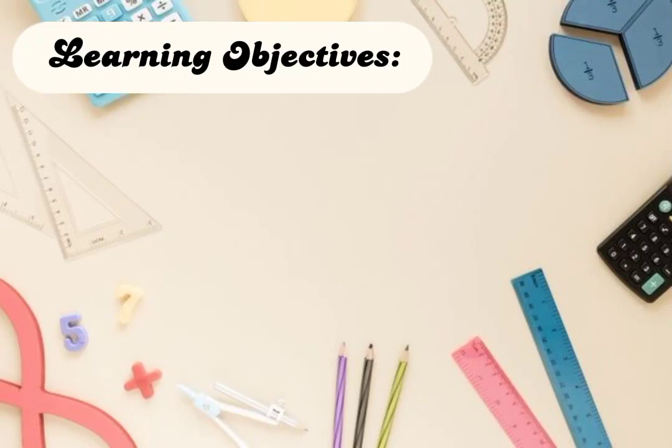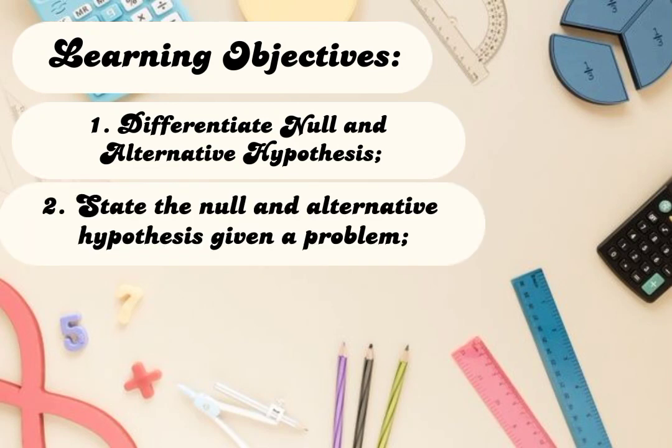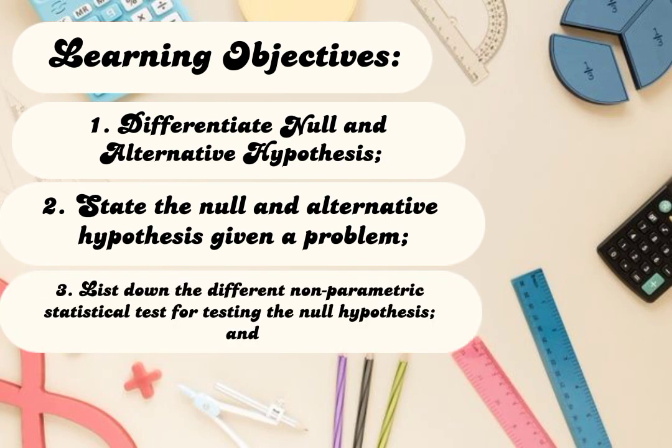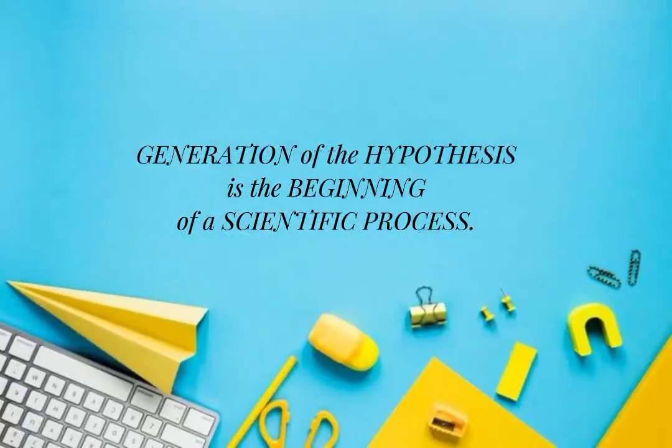Good day everyone. In this video, our learning objectives are, first, differentiate null and alternative hypothesis. Second, state the null and alternative hypothesis given a problem. Third, list down the different non-parametric statistical tests for testing the null hypothesis. And lastly, compare and contrast the different non-parametric statistical tests.